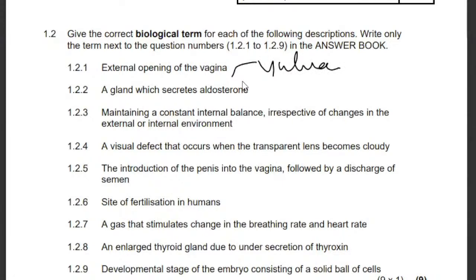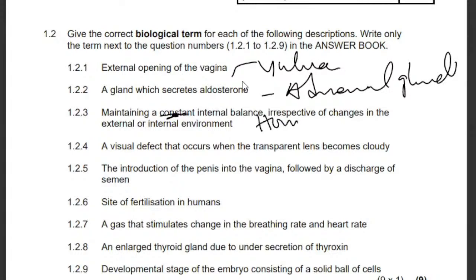The gland that secretes aldosterone, we say that this is the adrenal gland. And then, don't mind my handwriting. That's why I always talk about the answer you have. So let's rush to the next question. Maintaining a constant balance irrespective of change in external or internal environment. So how do you call this? Constant is homo, so it becomes homeostasis.